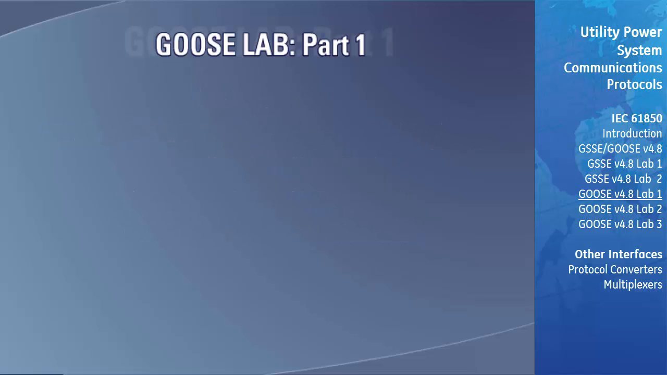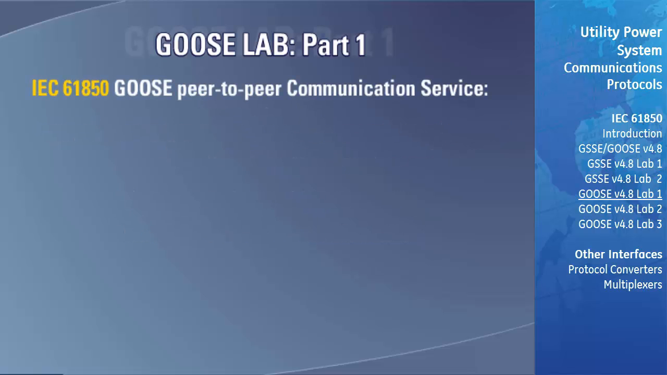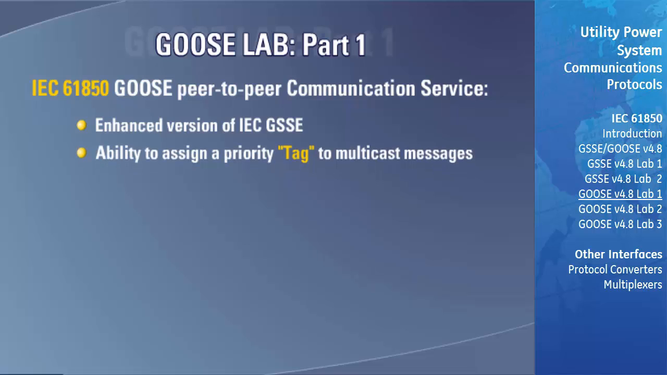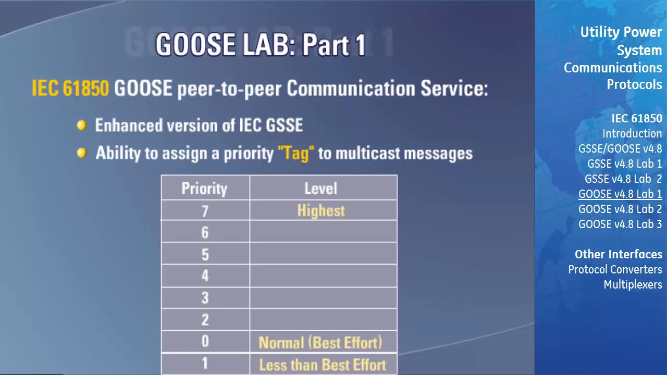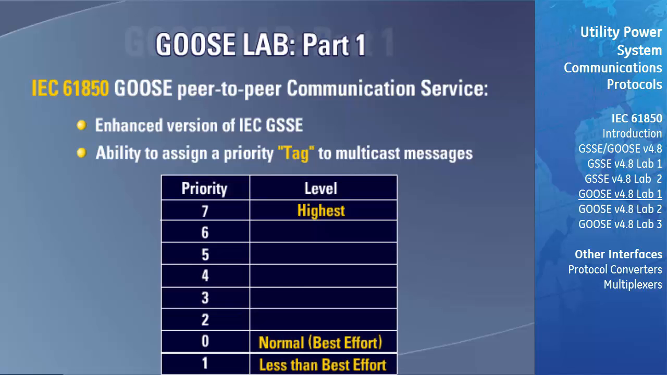The IEC 61850 GOOSE peer-to-peer communication service is an enhanced version of IEC GSSE peer-to-peer service with the additional ability of assigning priority and what is called a tag to the multicast messages. The priority can range from 0 to 7. A priority value of 1 is the lowest level of priority that can be assigned to a message.